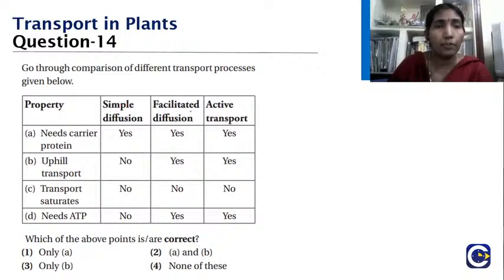Okay. So simple diffusion, facilitated and active: needs carrier protein. I already taught you that facilitated diffusion needs a carrier protein, active transport needs a carrier protein, whereas here it does not. So option A will not fit.